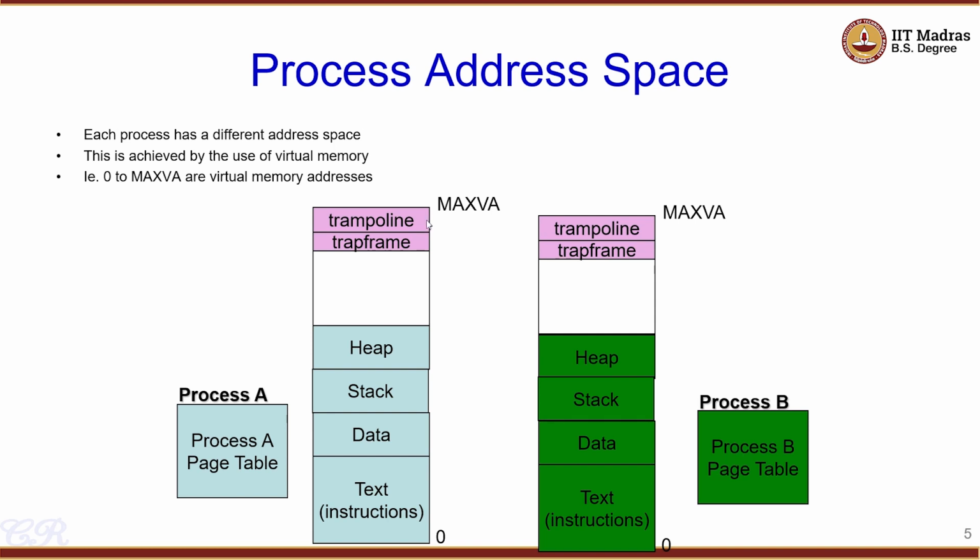Also notice that each of these processes has this kernel or supervisor mode part, where there is the trampoline and the trap frame, right. This trampoline and trap frame is a common entity for any process that executes. So, the code and the data present in the trampoline is going to be common across all the different processes that execute. The user mode part, comprising data, stack, heap and the code, can differ from one process to another.